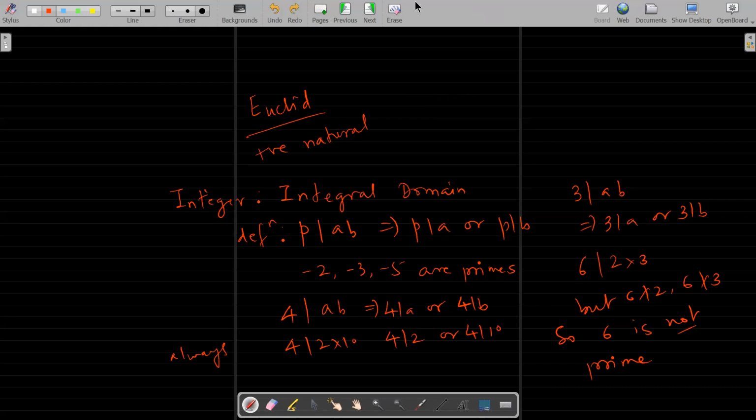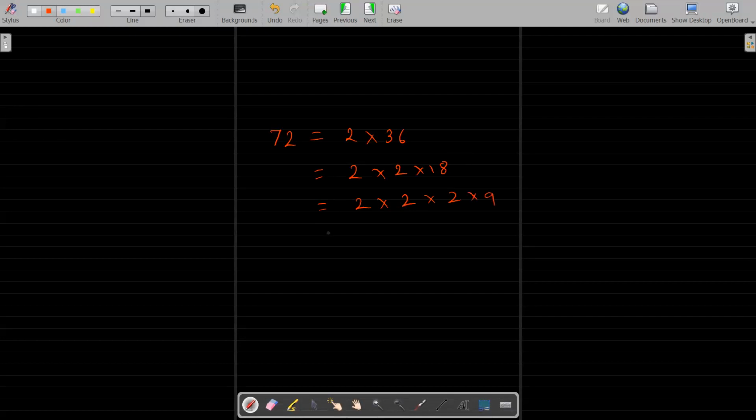So, for example, if I give you 72, I can write it as 2 into 36, and 36 is not prime, so I can factorize it further. It's 2 into 18. 18 I can write as 2 into 9. 9 is not prime. I can write this as 2 into 2 into 2 into 3 into 3. And this is called prime factorization. So every number I can break into a product of primes, until it becomes a prime number.